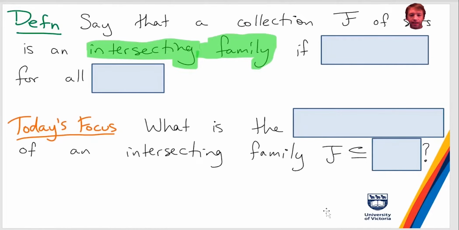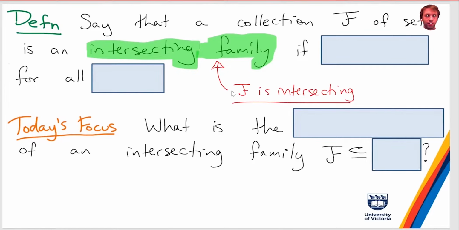So here's the key definition for today. An intersecting family. Say that a collection F of sets is an intersecting family, or probably most of the time I'll just say F is intersecting. That's a more efficient way of saying it. So F is intersecting if all the sets intersect. So A intersect B is non-empty for all A, B in F.